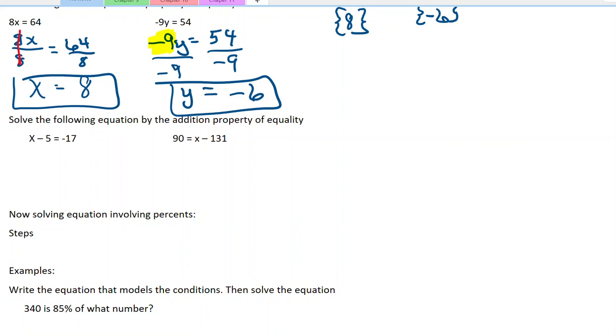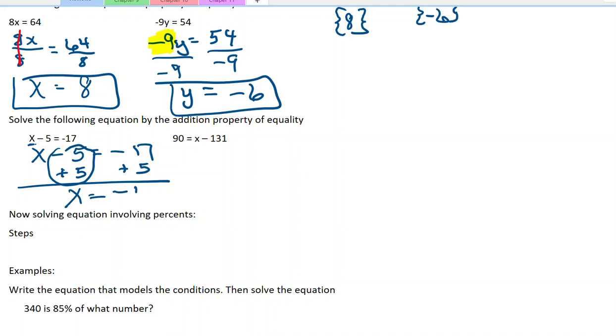Now this is the addition property, so we're going to do the opposite sign. We've got our variable right here. So we're going to have x minus the 5 equal to negative 17. I'm going to add 5 to both sides. This zeroes out. It's gone. So I have x equals. Well, if I'm in the hole $17 and I add $5 to it, I'm still in the hole $12. So this one, the solution set is negative 12.